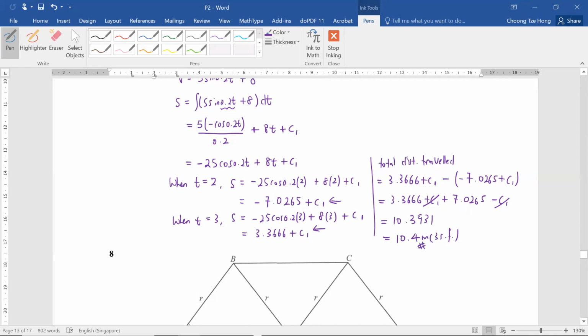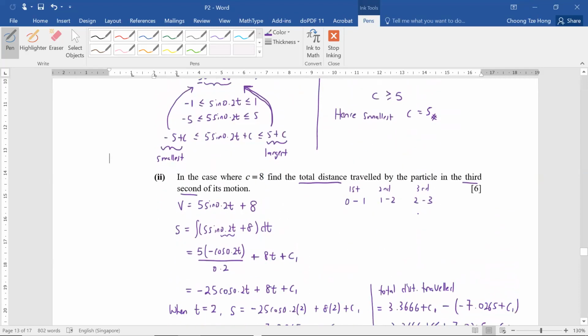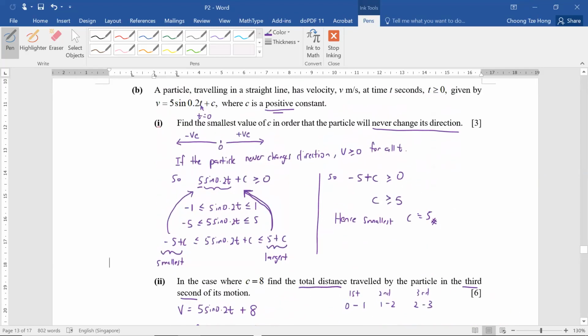So this will be the solution for question 7B of the MEF paper 2, 2023 paper 2. It's not too difficult of a question. Of course, for part A, the explanation seems a bit complicated, but I hope you can take time to try to understand it.